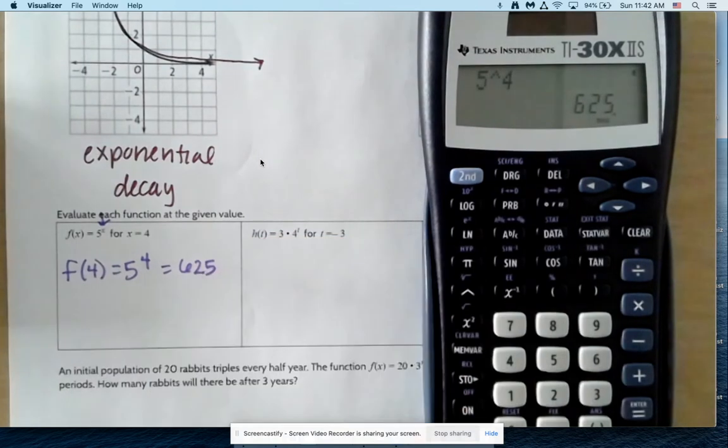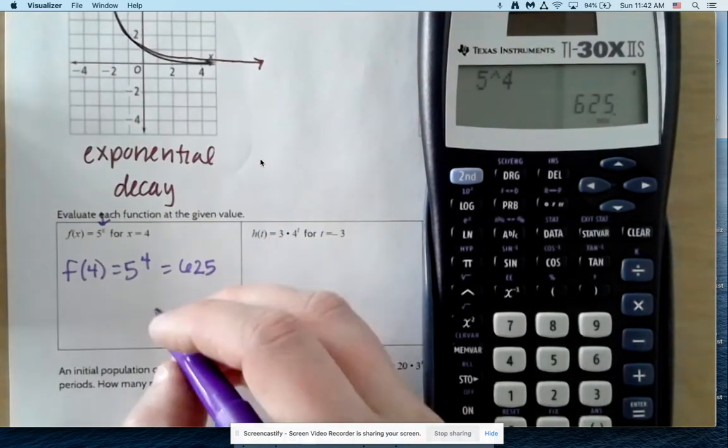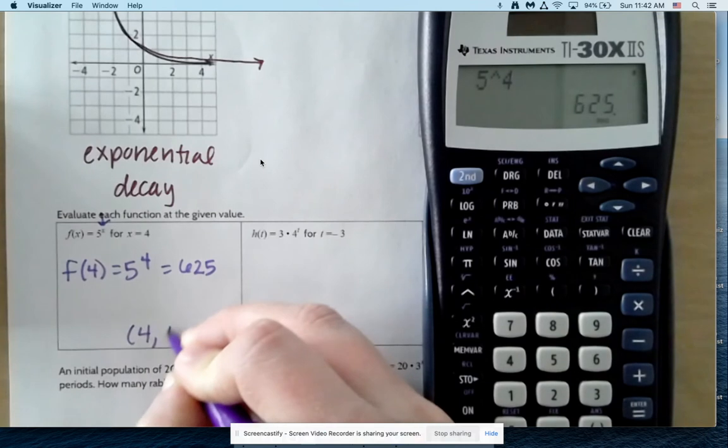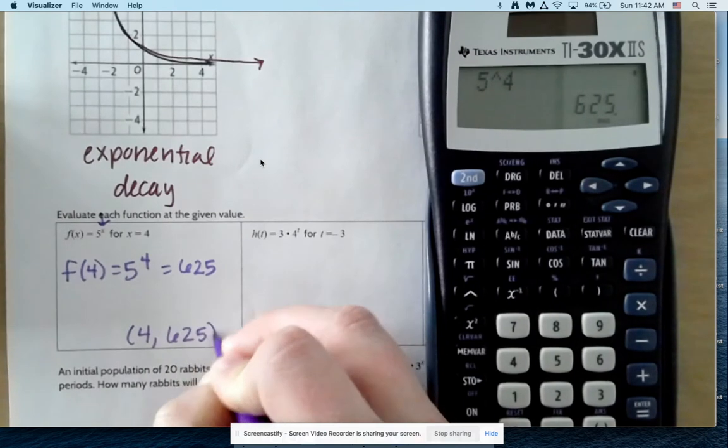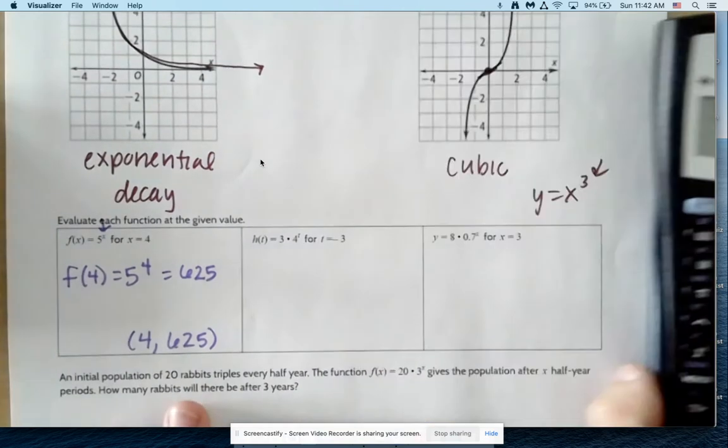Perfect. That's it. 625. So if you were to graph that ordered pair, you plugged in 4 and you got out 625. That's what that would look like. Right? Quite large. Okay, let's try another one.